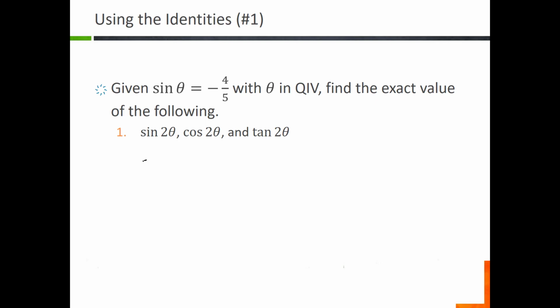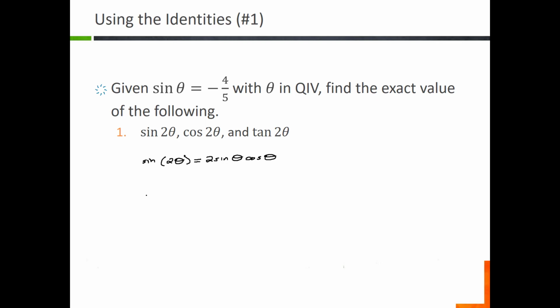So we know the sine of 2 theta will equal 2 times the sine of theta times the cosine of theta. So in order to compute this, I need to know the sine of theta and the cosine of theta, which I'm already given the sine of theta. Okay, so we just need to figure out what cosine is.